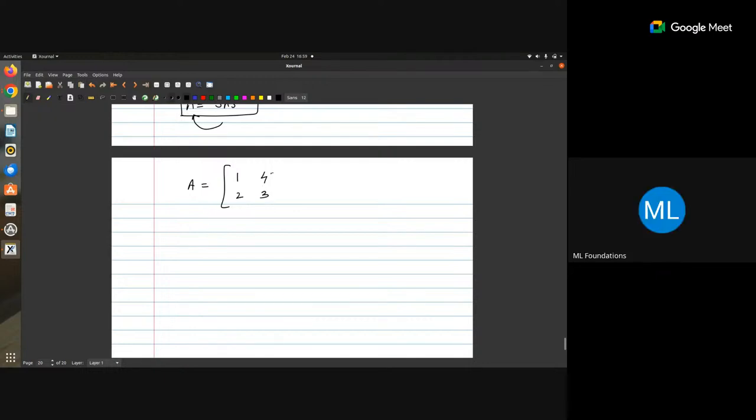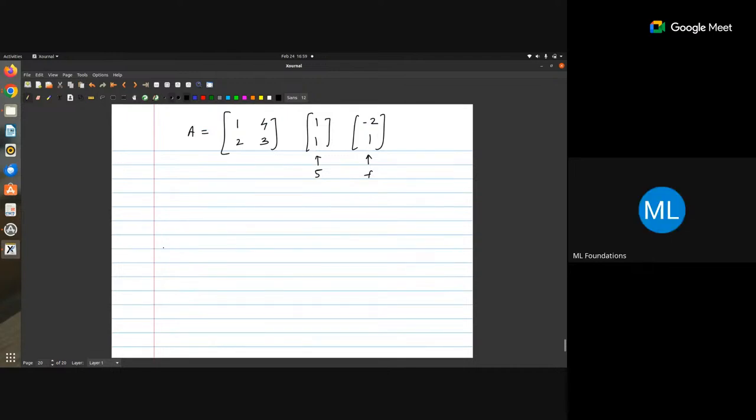1, 4, 2, 3, right? Okay. 1, 4, 2, 3. And its corresponding eigenvectors were? 1, 1 and minus 2, 1. Okay. And what are the eigenvalues corresponding to those? 5 and minus 1.